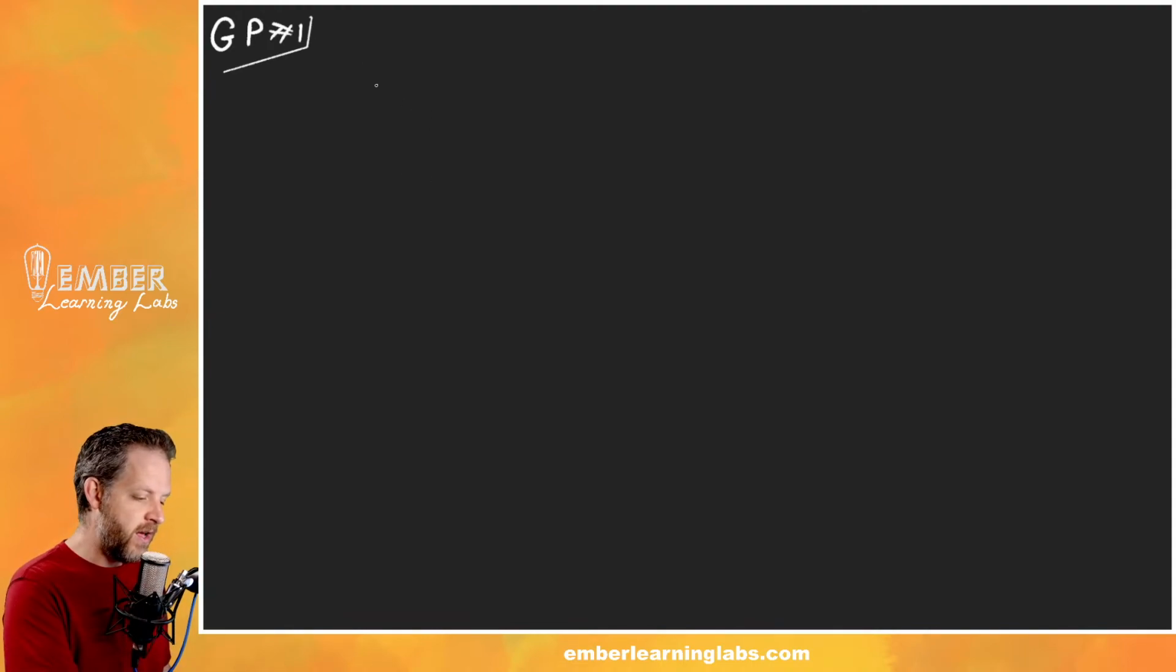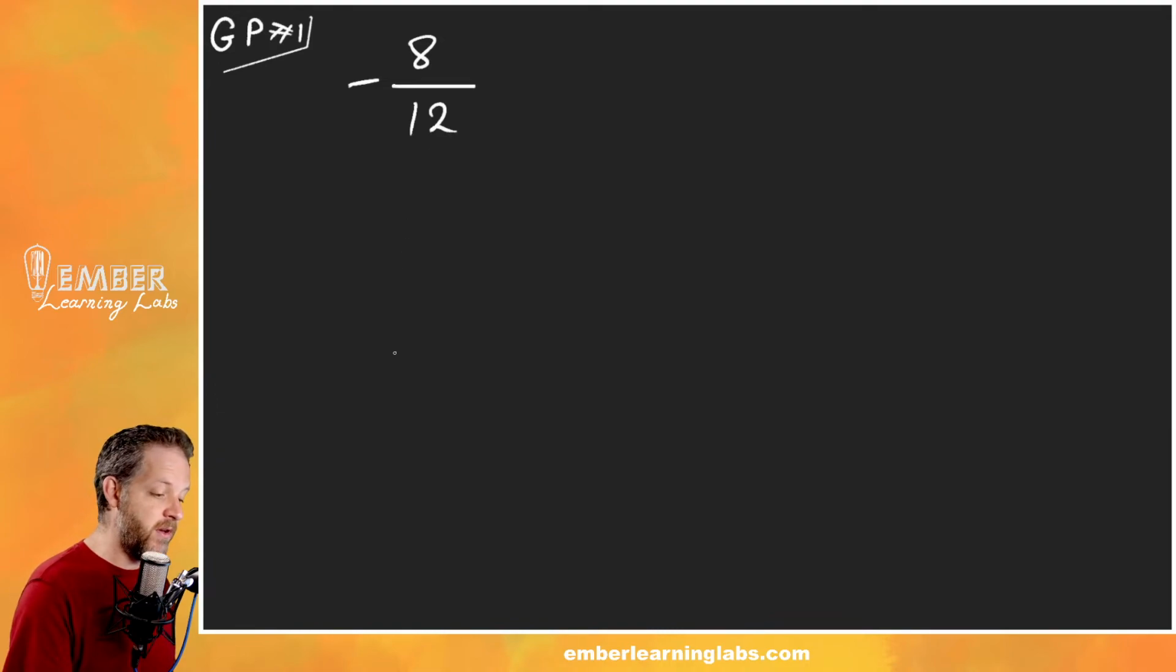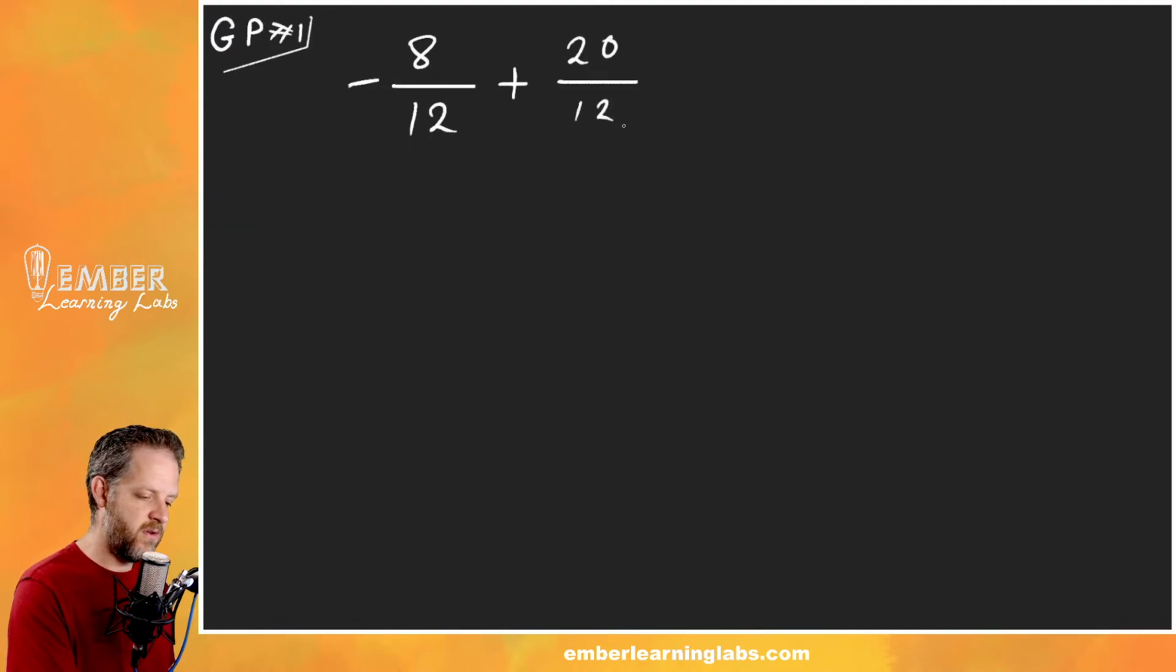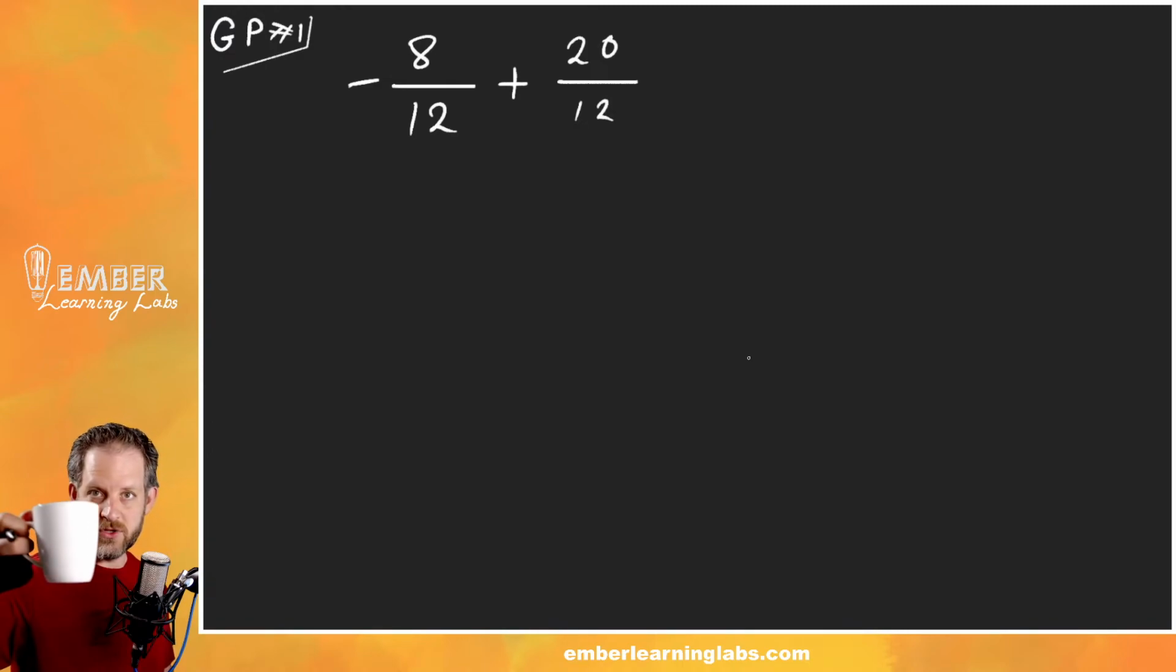So GP number 1 is going to be negative 8/12. Now if you are good at reducing fractions already, you may be looking at 8/12 thinking that's already reducible, but I'm taking care of the like denominators part for you. So don't reduce it yet because we'll be in trouble there. Plus, let's even go with an improper fraction. Why not? 20/12. Okay, so pause the video, and then come back, and I will talk it through real quick.